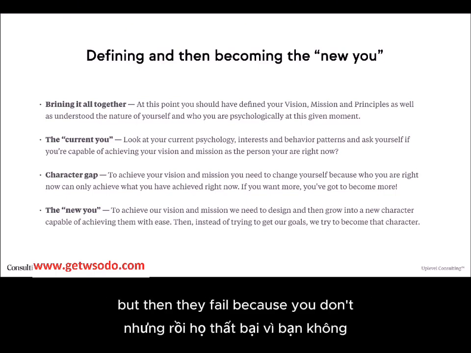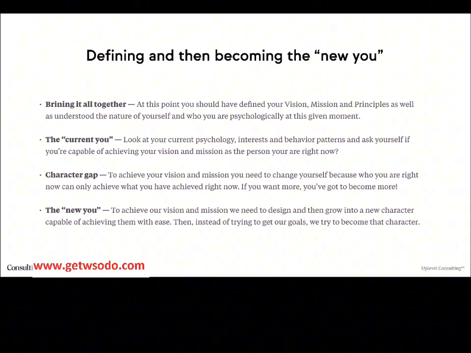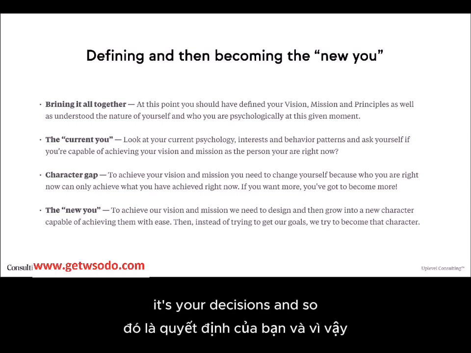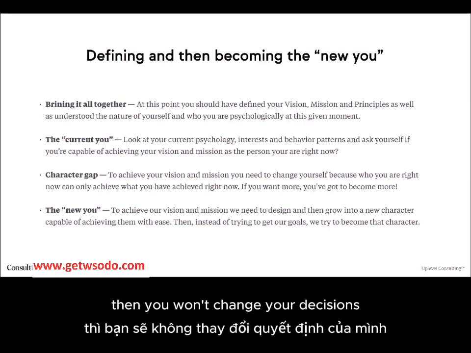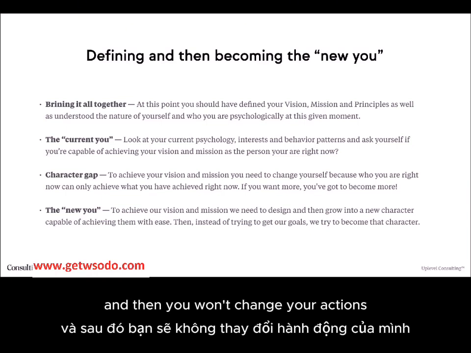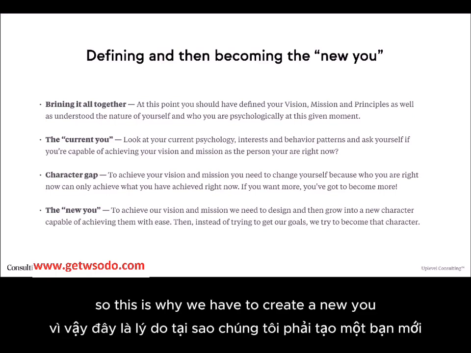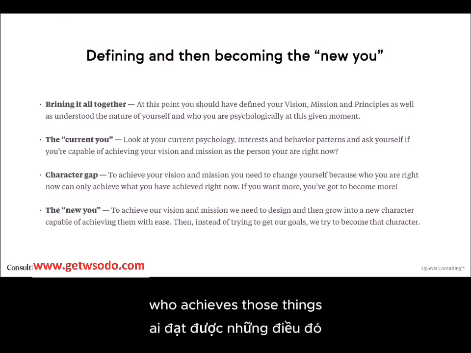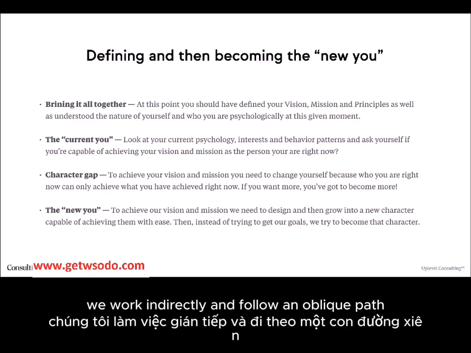But then they fail, because how do you get something? You get something from actions. How do you take actions? Well, it's your decisions. And so, if you don't change who you are, then you won't change your decisions, and then you won't change your actions, and then your actions won't get you the thing that you want. So this is why we have to create a new you, and then we focus on becoming the person who achieves those things, not trying to achieve those things themselves. We work indirectly and follow an oblique path.